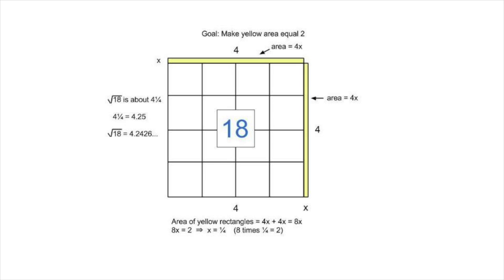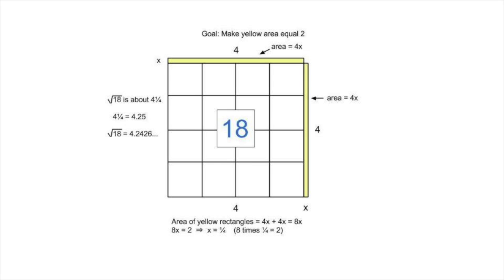So let's try that again, but this time we'll try computing the square root of 18. The picture is very much the same, but instead of having these two rectangles have an area of 1, we want these two rectangles to have an area of 2, because 18 is 2 more than the 16 squares in the middle. Just like before, the two rectangles have an area of 4 times x and 4 times x. So combined, those two rectangles have an area of 8 times x. And if we want 8x to be equal to 2, well, that'll mean we'll want x to be equal to 2/8, or 1/4. And so our estimate for the square root of 18 is going to be 4 1/4.